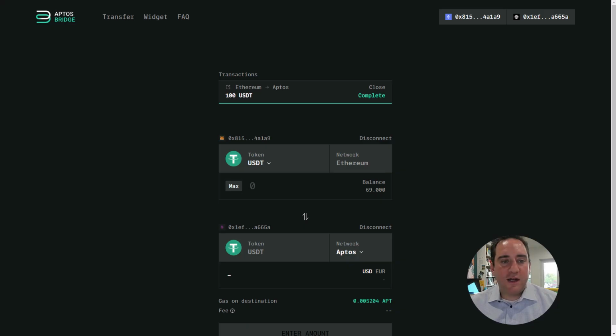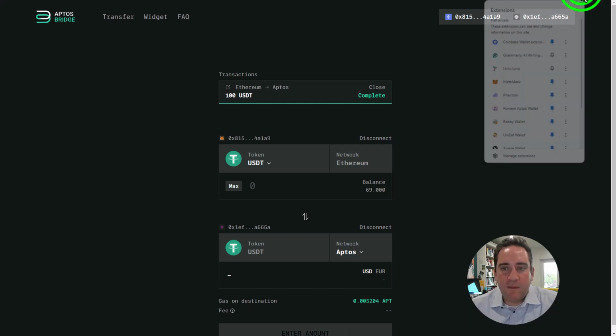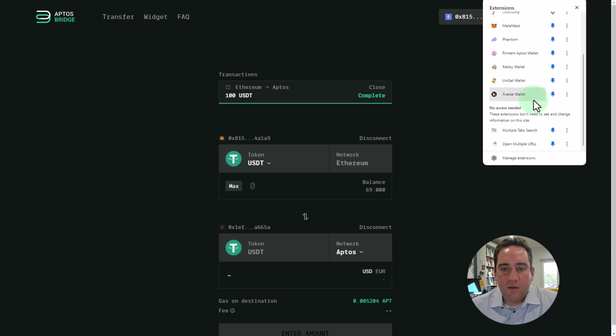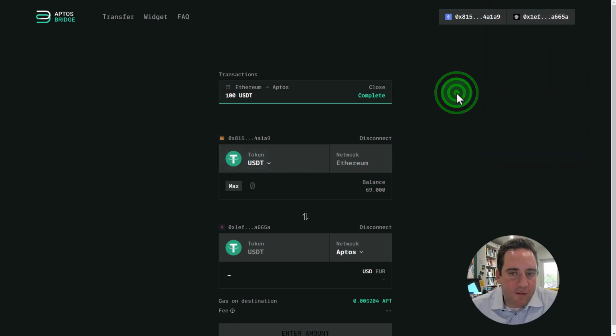Another solution that I like is Aptos Bridge. The Aptos Bridge is amazing. And you can see that I have connected my Ethereum wallet and I've connected my Aptos wallet. So I have it all set up and you are good to go on that front. So it's fairly straightforward.